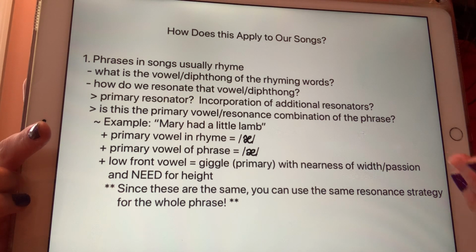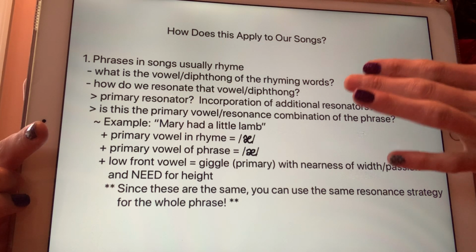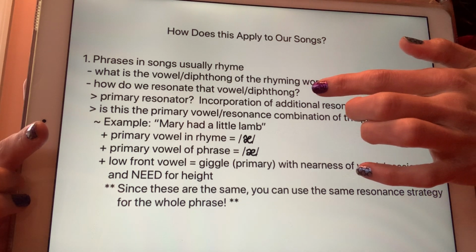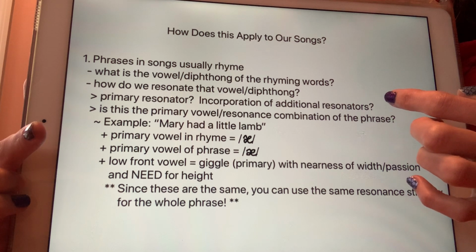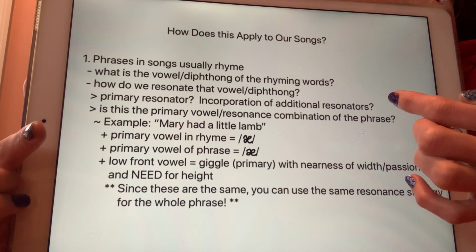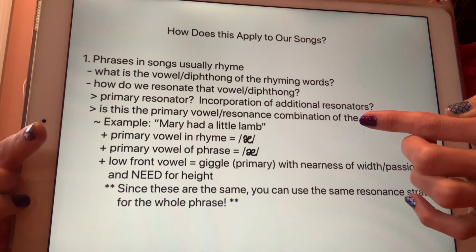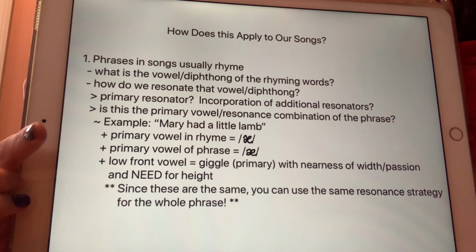Well, phrases in songs usually rhyme. And so when we think about that, what's the vowel or diphthong in those rhyming words? How do we resonate that vowel or diphthong? What's the primary resonator of that? And how do we incorporate the other resonators? Is the rhyming vowel the constitution of the rest of the phrase? So is that the primary vowel throughout the phrase?